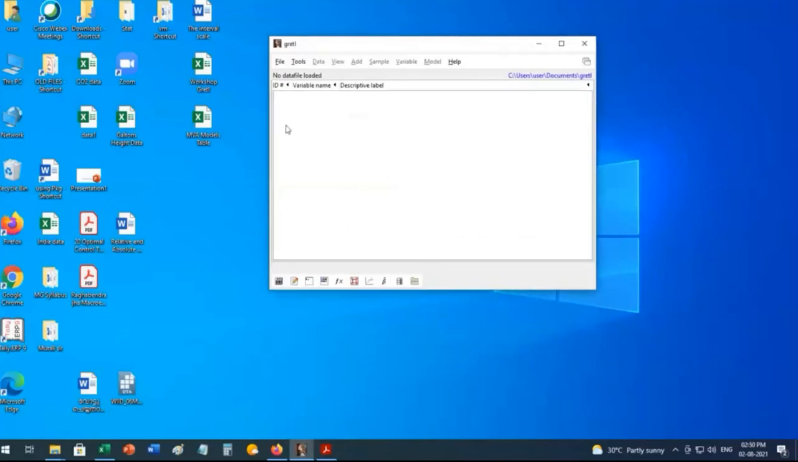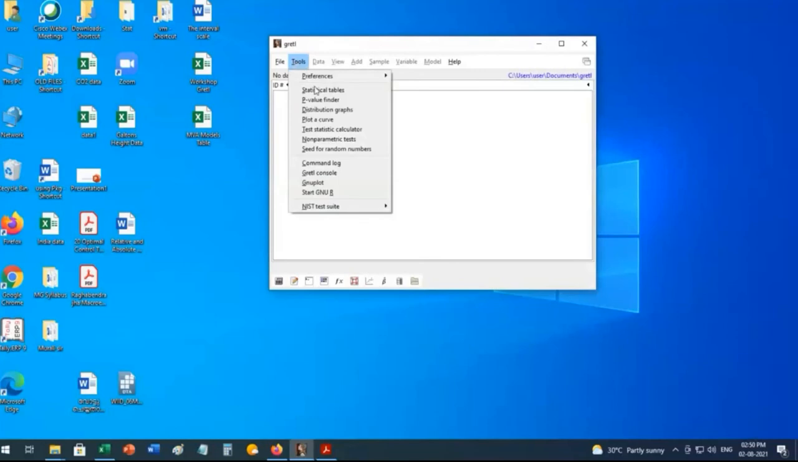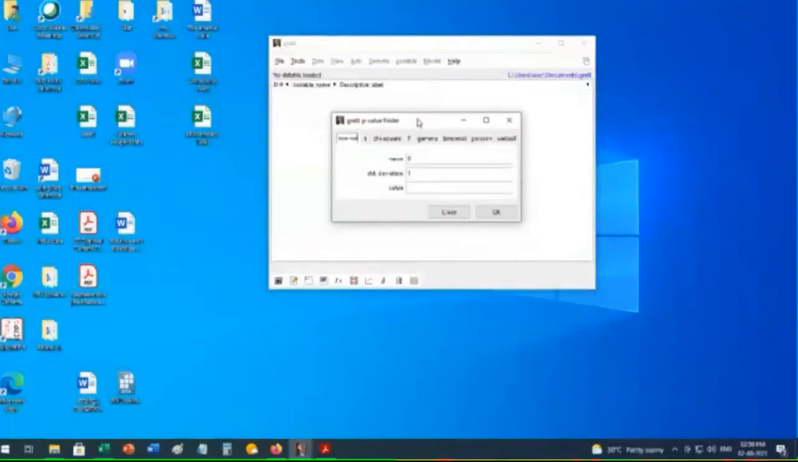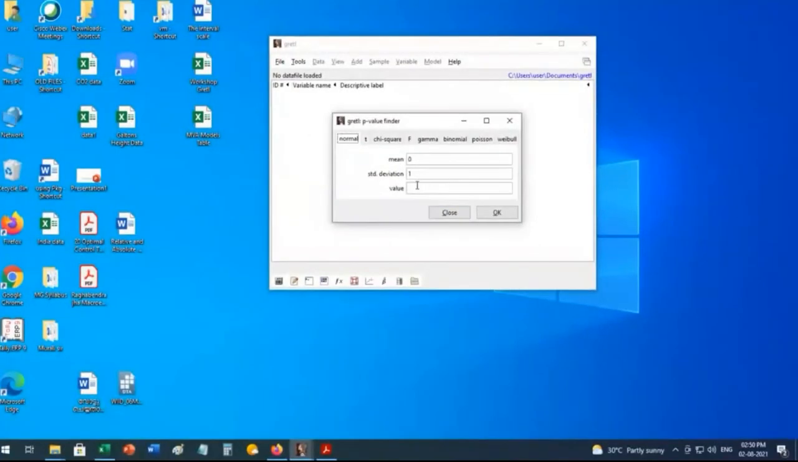Then we can also have the p-value finder. That is, once we have a particular estimated value, then the corresponding probability we can have. Suppose we have estimated a regression coefficient and its value is 2. So we enter the value 2 here. We want to know the corresponding probability under the standard normal distribution.